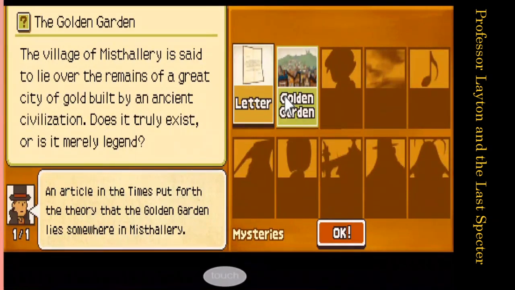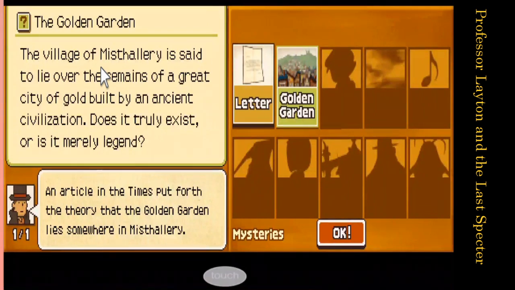The village of Misthalary. How do you guys want me to say this M word right here? Is it Misthalary? Misthalary? Because honestly, what the hell is this word?